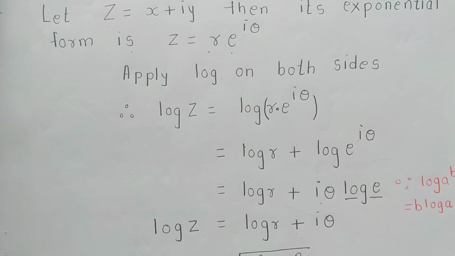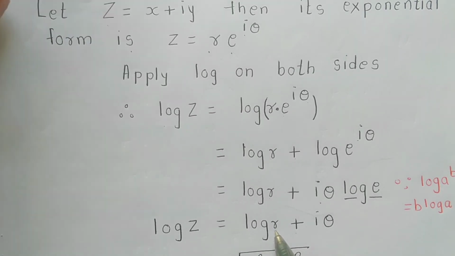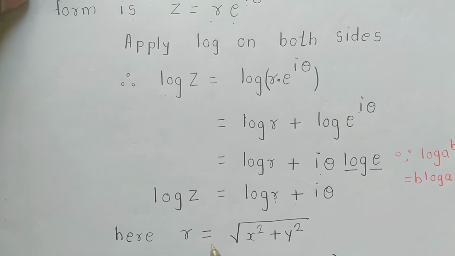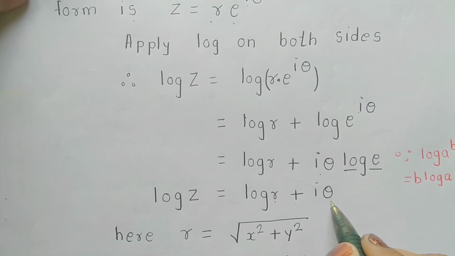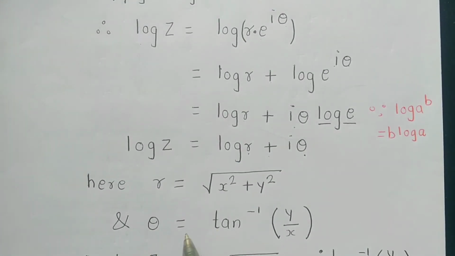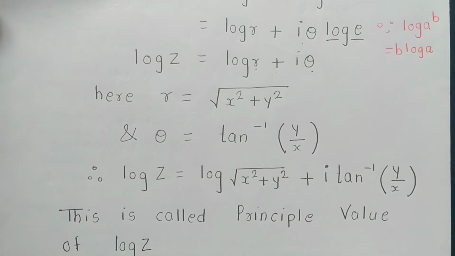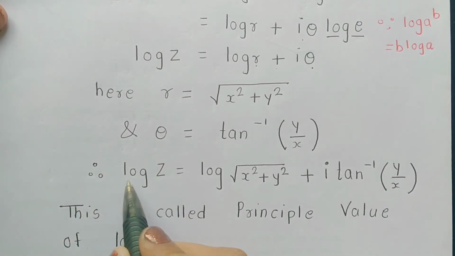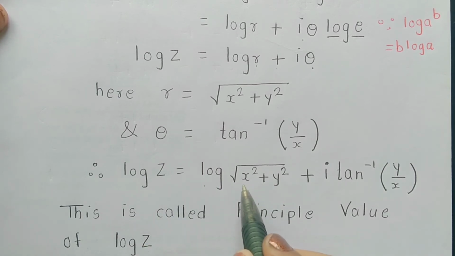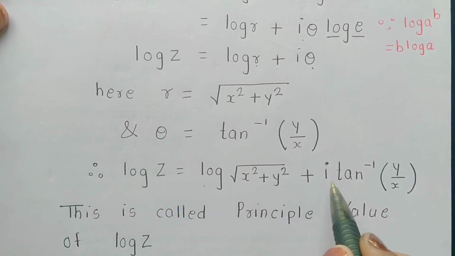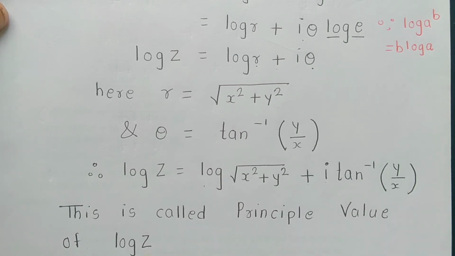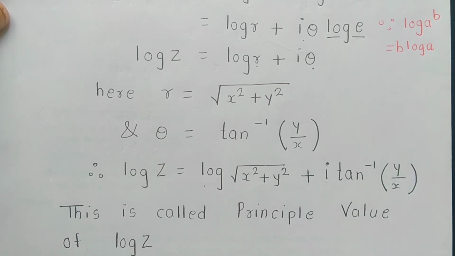Now we know what the value of r is. r is the modulus of the complex number, so the value of r is equal to root of x square plus y square, and theta is nothing but the amplitude or argument of the complex number. So we get the value of theta is equal to tan inverse of y upon x. After substituting these two values, we get the principal value of the log, which is log of z is equal to log of root of x square plus y square plus i tan inverse of y upon x. So this is the principal value of log z here.